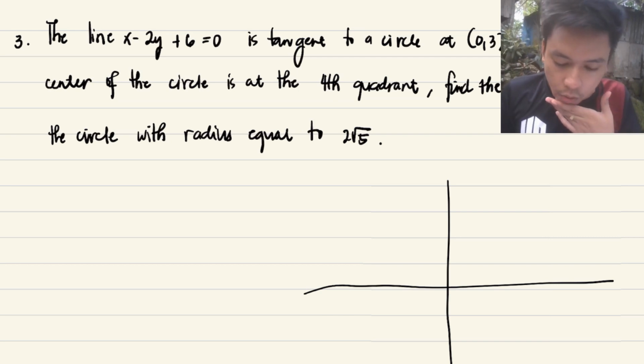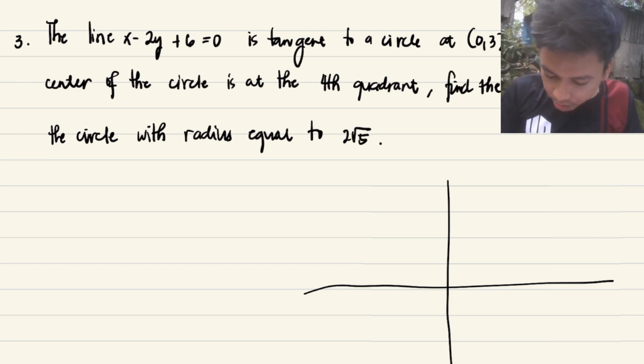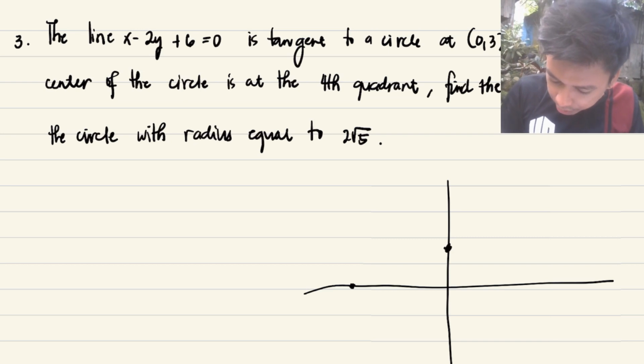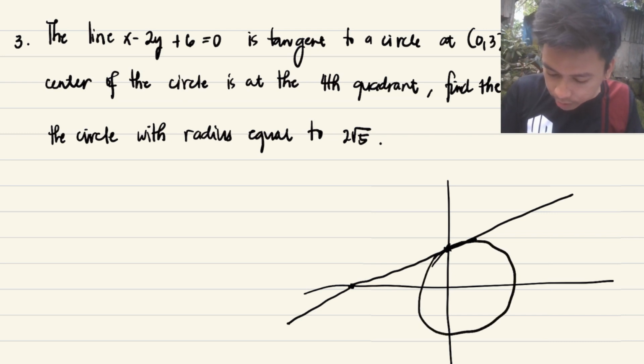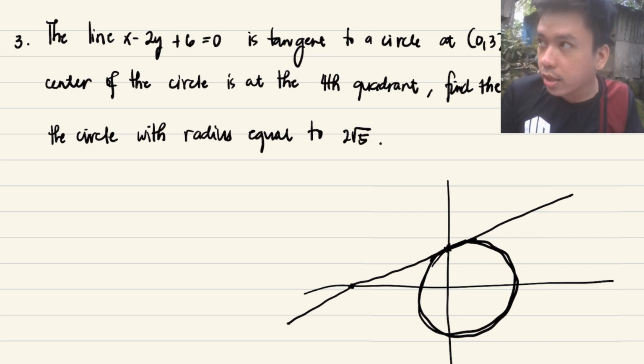How do we plot x - 2y + 6 = 0? When y is 0, x is -6, so somewhere here. And then when x is 0, y is 3. So let's say this, I have a perfect drawing. It looks like this. And then it is tangent to a circle at (0, 3). So let's say this is the circle. We're not yet sure if this is exactly the circle, but we know that the line we have graphed is tangent to the circle at this point.